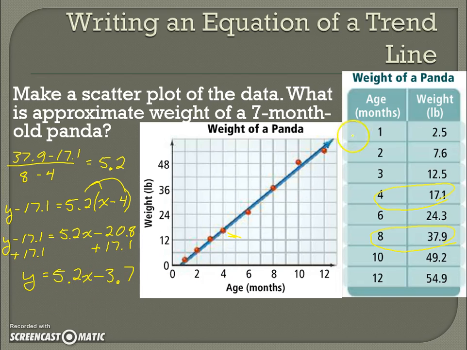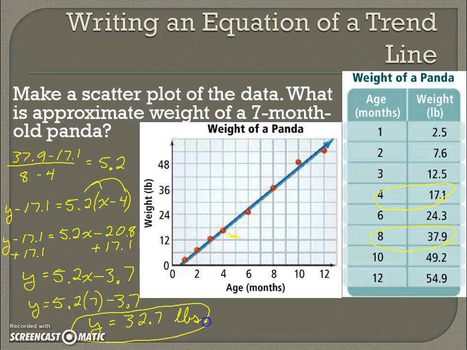After I find the equation based on this line, I can make a prediction of a 7-month-old panda by putting it into this equation. So I'd say y equals 5.2 times 7 minus 3.7. And when I run all that through, I get 32.7. So we guess about 32.7 pounds. You could also use the trend line itself and say, well, here's 7. It's going to be roughly in this area. Okay, right on my trend line.